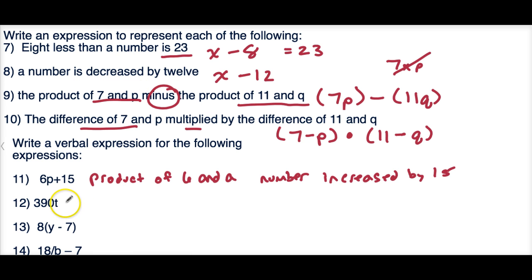So next one is 390t. So this can be the product of 390 and a number.